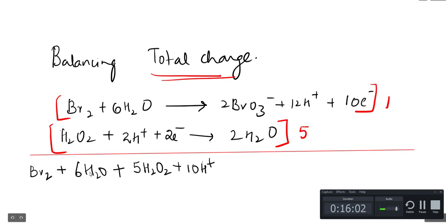Why did I write 10H plus? Because 2H plus into 5 is this. Then again write 10 electrons. This is done, students. Now let us put the arrow. Now let us write all the things on RHS.